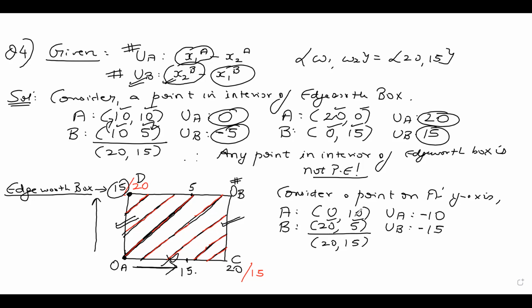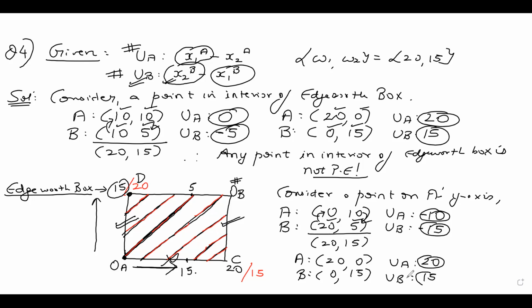Let's try to make one of them better off. A needs more of x1 and B needs more of x2. If B gives all units here and A gives all units here, this becomes 20, 0 and B has 0, 15. So the utility which A gets is how much, guys? 20 minus 0. The utility which B gets is how much? 15 minus 0. Compare both, you can see that both A and B have become better off. Therefore, no point on A's y-axis is Pareto efficient. So we don't have any Pareto efficient point here also.